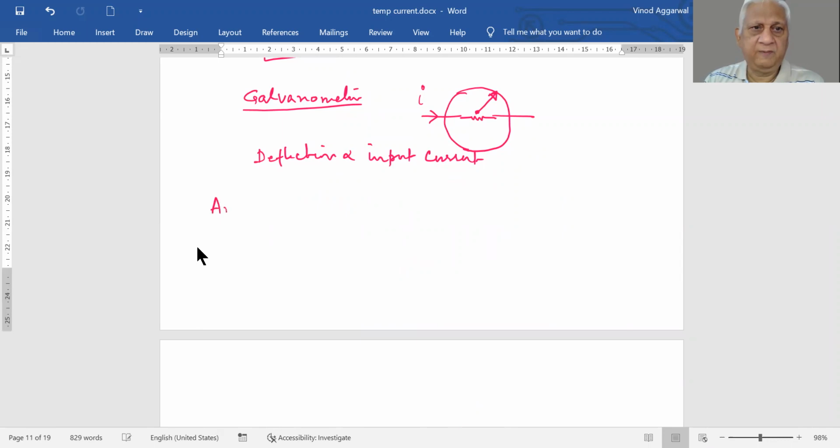What is an ammeter? Ammeter is a device which measures current.